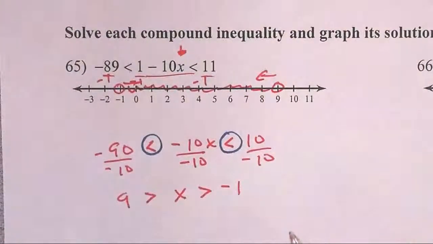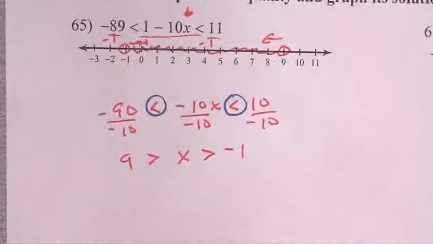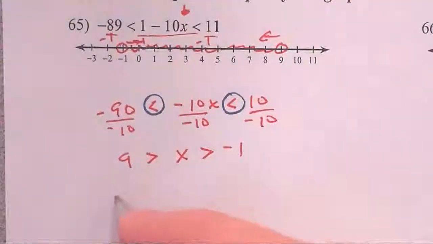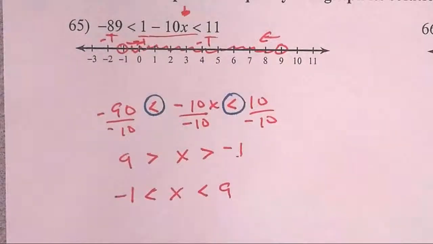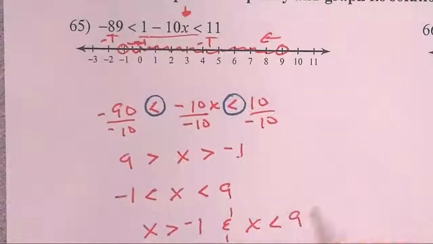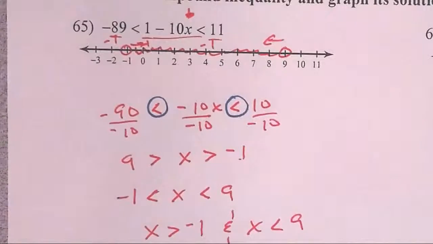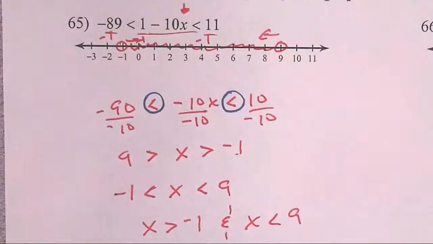So I want values that are in between. This is an and problem. The answer could look like this. It could also be, let's flip everything, -1 is less than x, just looking at it backwards, is less than 9. Or it could be x is greater than -1 and x is less than 9. And I could live with any of those, but you need to be aware that it could be any of those types of answers for a multiple choice question.